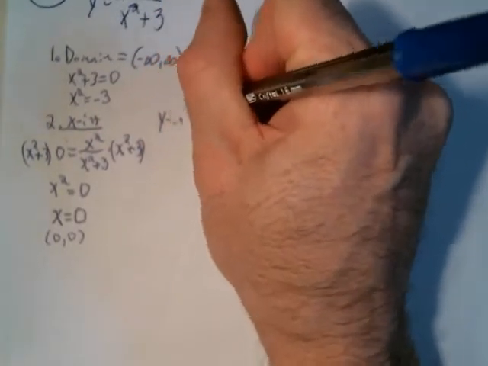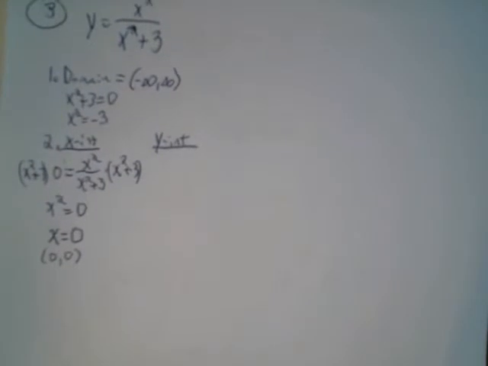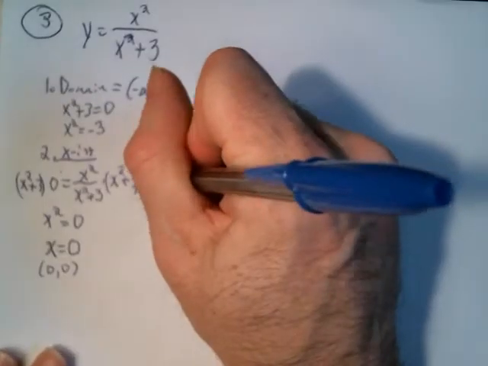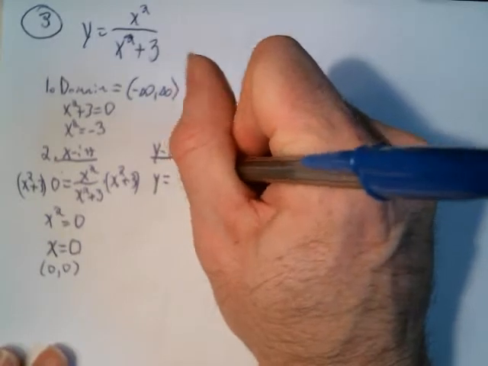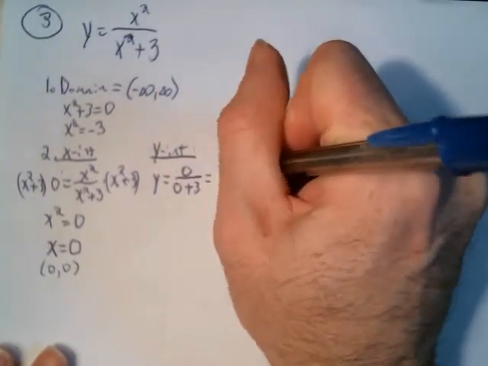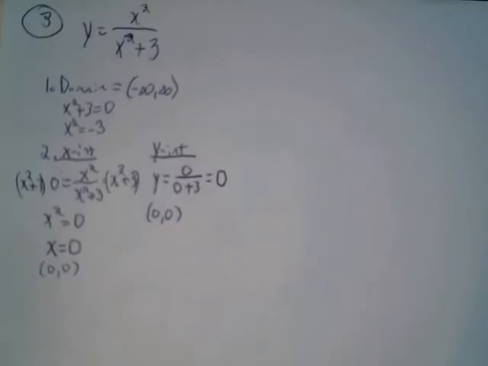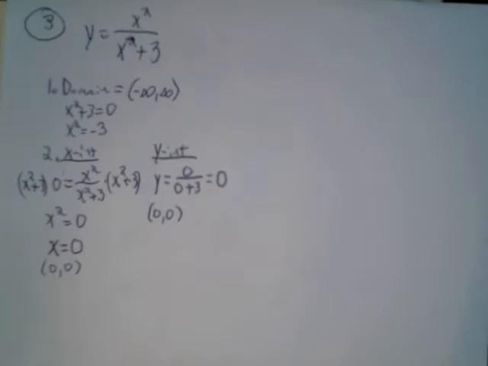Let's get our y-intercept. And of course, we expect this to also be (0, 0), but let's go through the work. Okay, so for the y-intercept, let x equal 0. We'll have 0 squared is 0 over 0 squared is 0 plus 3. And of course, that's just 0 over 3, which is 0. So as expected, I have a y-intercept of (0, 0).